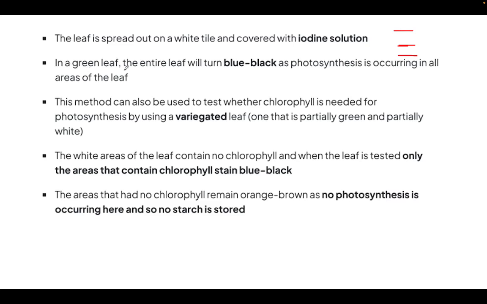In a green leaf, the entire leaf will turn blue-black, as it photosynthesized. It means if the whole leaf is blue, we are going to see that if you put it in iodine after the other three steps we talked about, all of it will turn blue-black. But now, there is a leaf here which is called a variegated leaf.